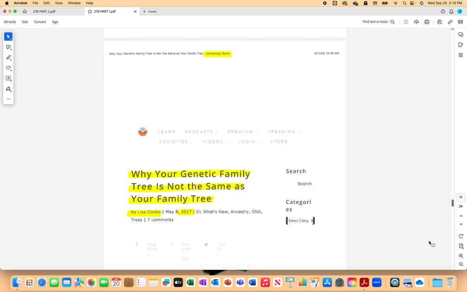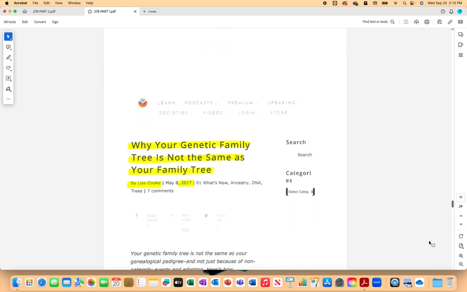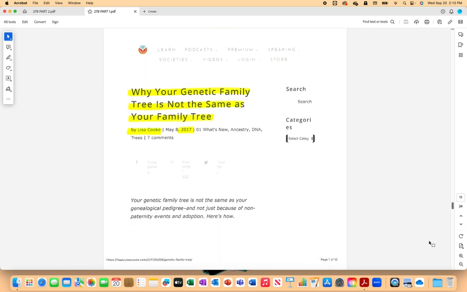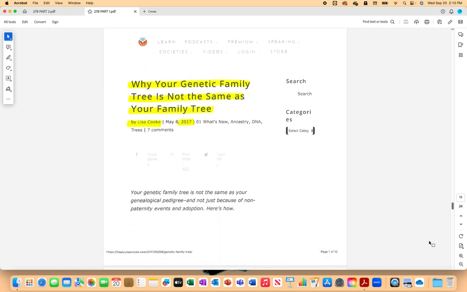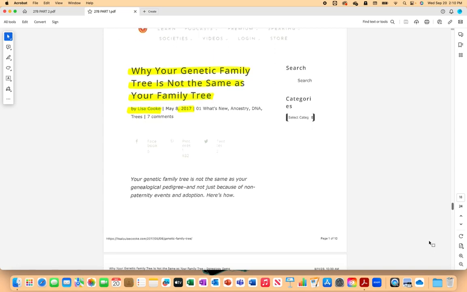Genealogy gems. Why Your Genetic Family Tree is Not the Same as Your Family Tree by Lisa Cook, 2017.